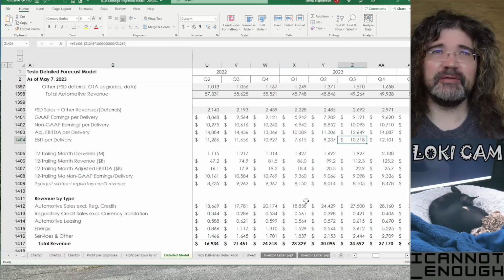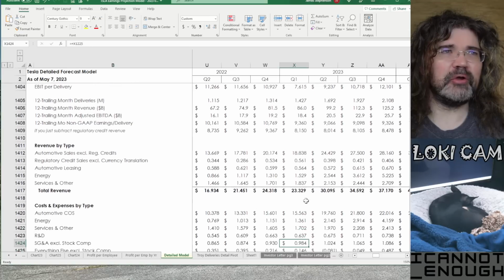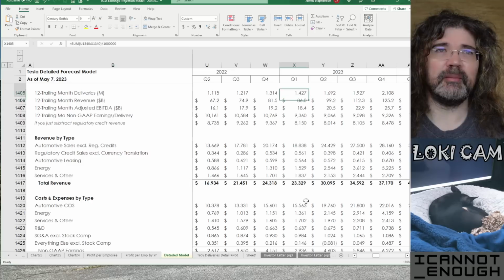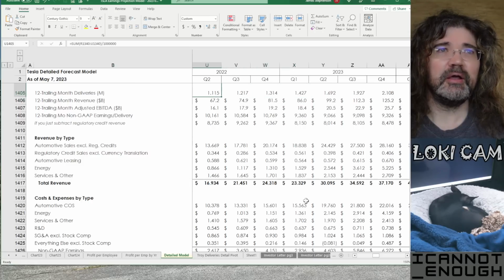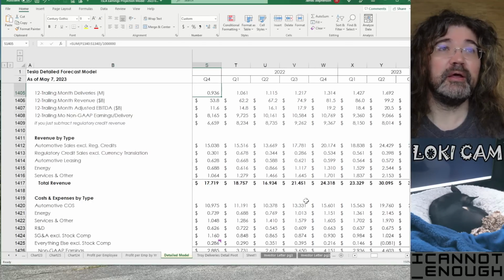I have that continuing to rise throughout the remainder of the year. Okay, let's look at some 12 trailing month metrics here. We've got a deliveries number. This is a volume metric. So Tesla passed 1 million at the beginning of last year, 1.061.